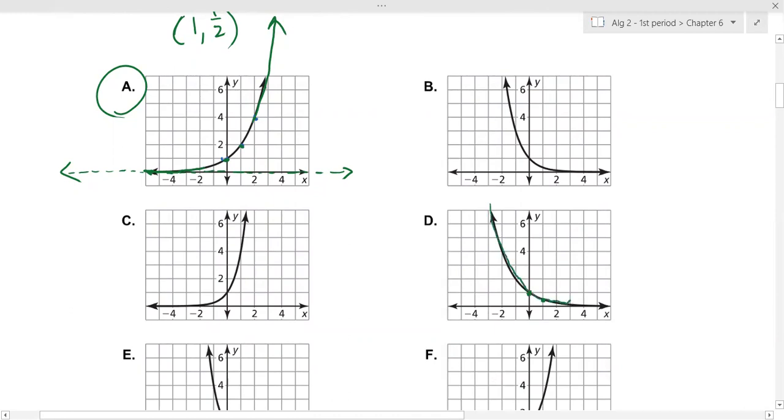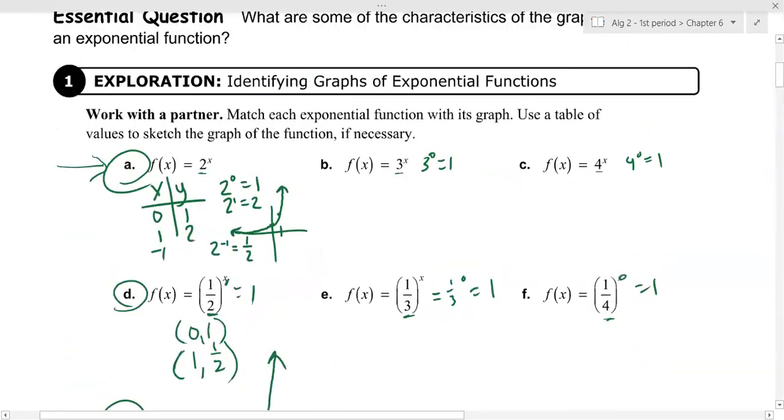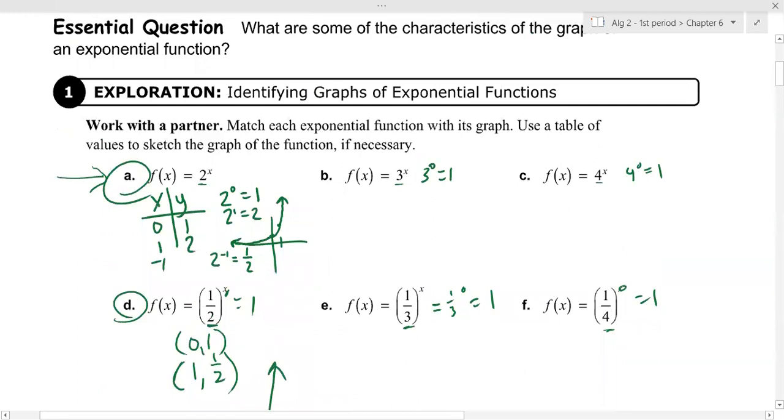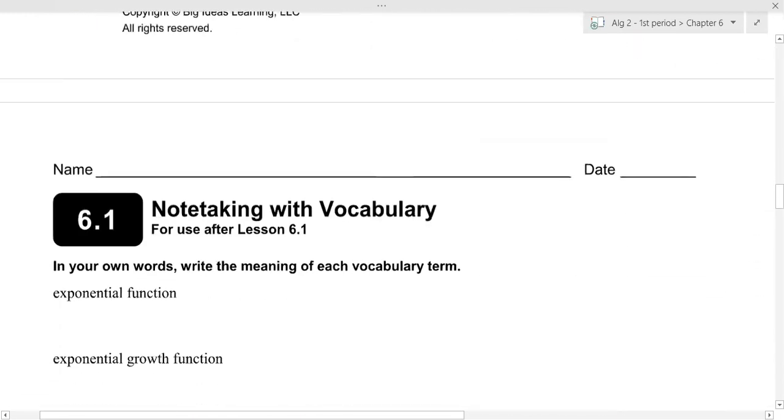Again, I still have that asymptote though, because this graph will never ever be 0 and it will never ever be negative. It just flip-flops around the y-axis. That's the difference between a growth and a decay. Okay, so let's move on to the rest of the lesson then.